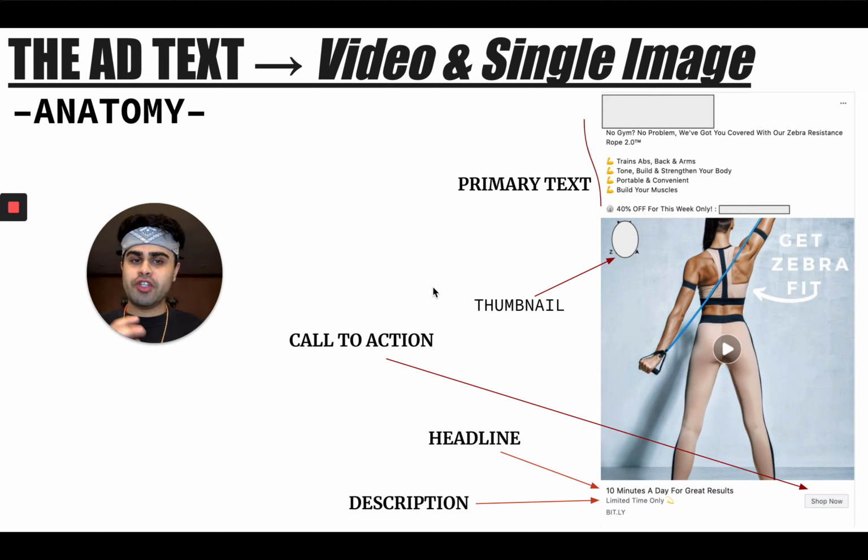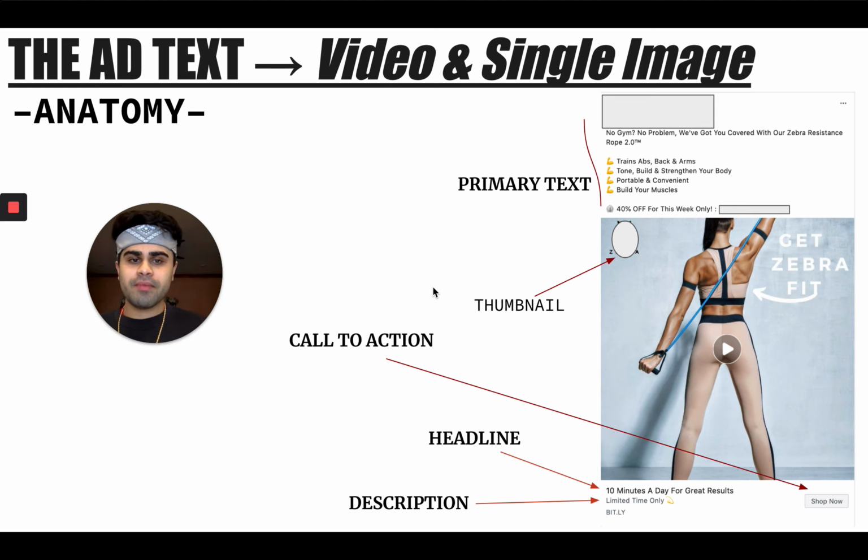So it says, no gym, no problem, right? We've got you covered with our zebra resistance rope, okay? So it's a call to action, it's a hook, it's reeling people in, it's making people recognize like, hey, I don't have a gym right now because I'm in quarantine, right? And I can't go out anywhere, but I want to work out. I've been too lazy to work out. I need something portable, something convenient. Oh, perfect. They've got me covered with their zebra resistance rope, okay?